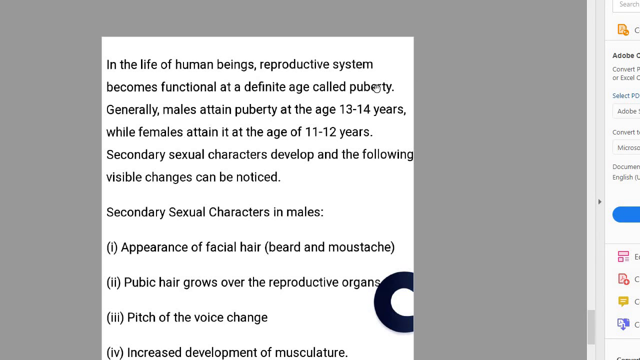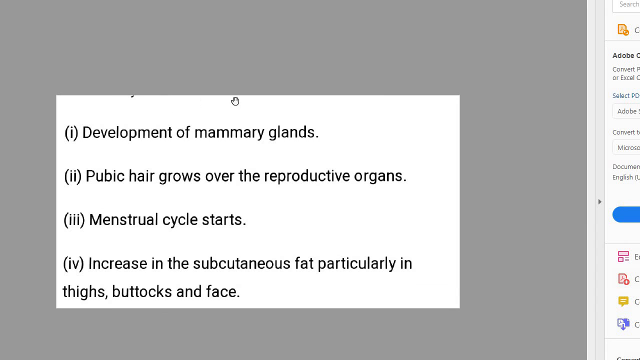In the life of a human being, the reproductive system becomes functional. Generally males attain puberty at the age of 13 to 14, and females attain it at the age of 11 to 12 years. Secondary sexual characters develop, and the following visible changes can be noticed. Secondary sexual characters in male: these are 4 points you have to write. And secondary sexual characters in female, again 4 points are given here. This you write down under the heading secondary sexual characters in females.